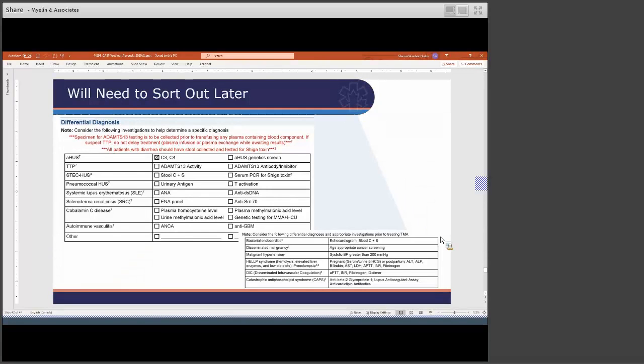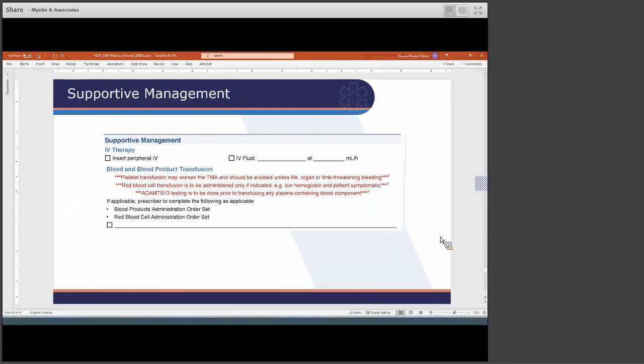So this is my list of what we'll need to sort out later. And if you go to the next slide, you will see a much nicer arrangement that was done in the order set because it actually lists all of these conditions, and in parallel with what investigations are required. So a much better way to present it. And it may guide you in further investigation. Next slide.